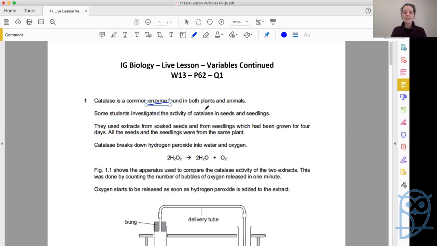Okay, some students investigated the activity of catalase in seeds and seedlings. Did you catch it? Investigated the activity of catalase. So is catalase our independent or our dependent? Okay, so we need to keep this in mind. What is our independent? What is our dependent? They used extracts from soaked seeds and from seedlings which have been grown for 4 days. All the seeds and seedlings were from the same plant. Same plant. So we've controlled that here.